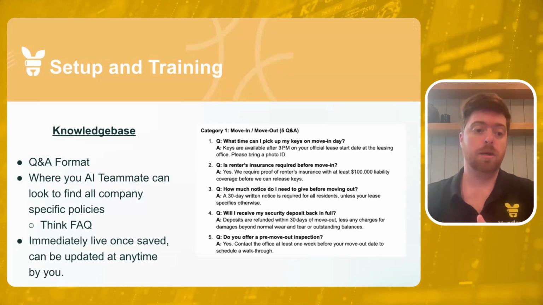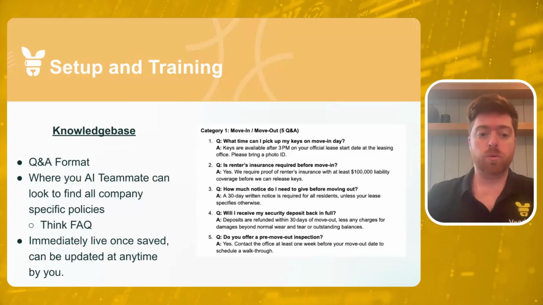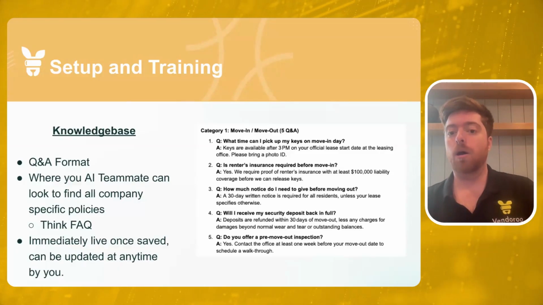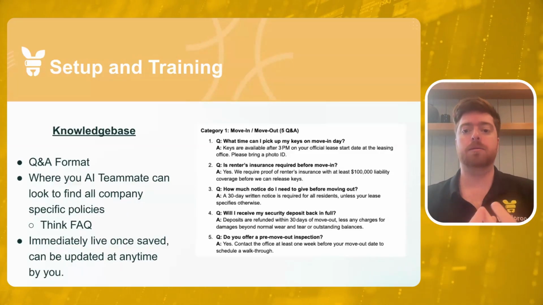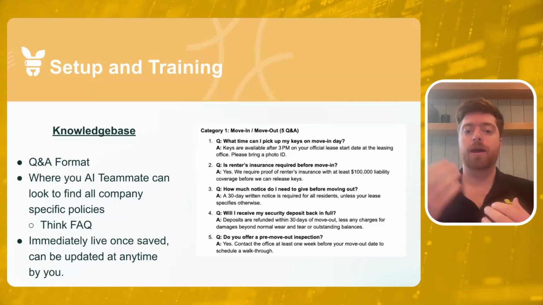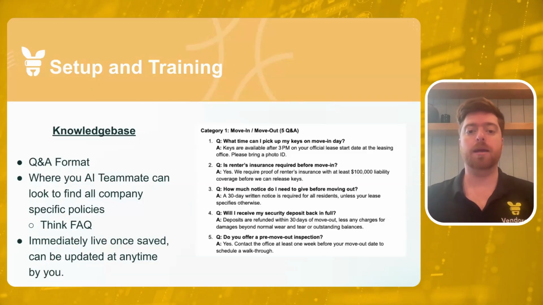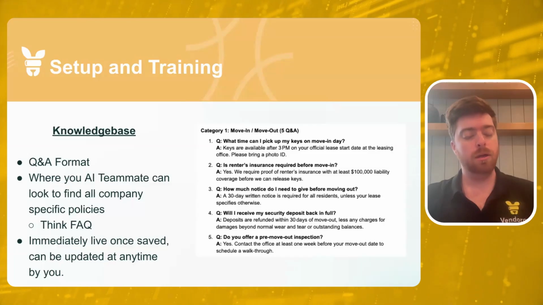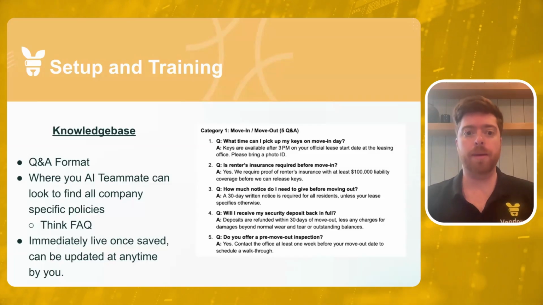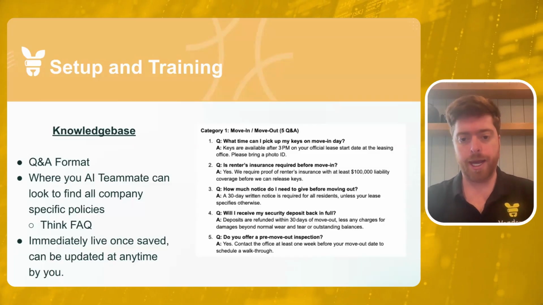So your knowledge base is Q&A format, and it's where the AI teammate can look to find all your policies and procedures. It's basically its brain. I can go through this entire list and say, okay, somebody asked me a question, this is where I'm going to go for that answer, or somebody brought up a topic, this is where I'm going to go for that answer.